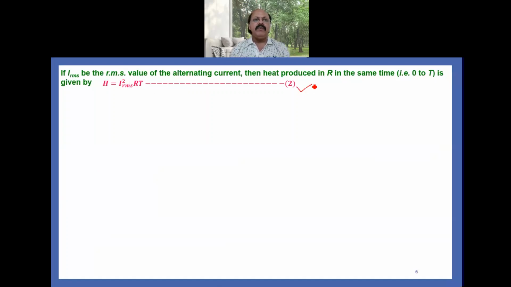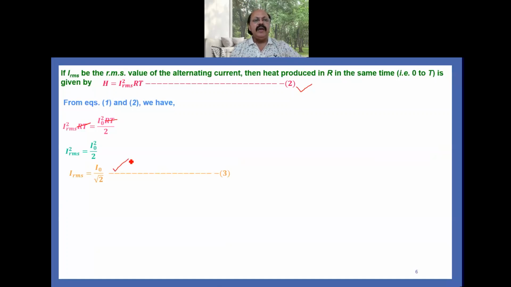Now from equation 1 and 2, we get I RMS square RT equal to I naught square RT by 2. From here you see that this RT and this RT get cancelled, and now you will get I RMS square equal to I naught square upon 2. When we remove the square, we get I RMS equal to I naught upon root 2. Mark this equation number 3.